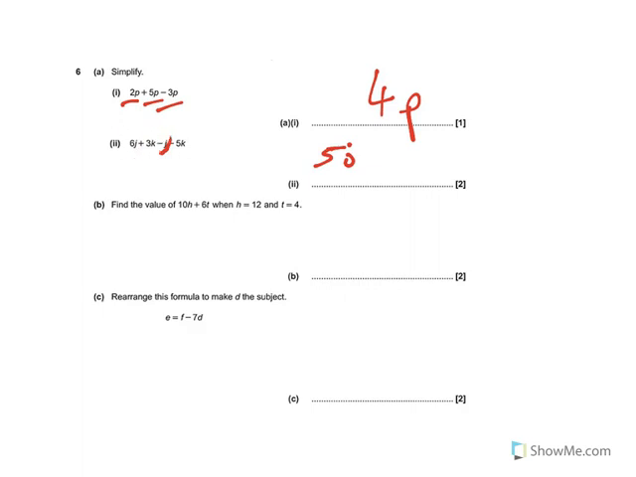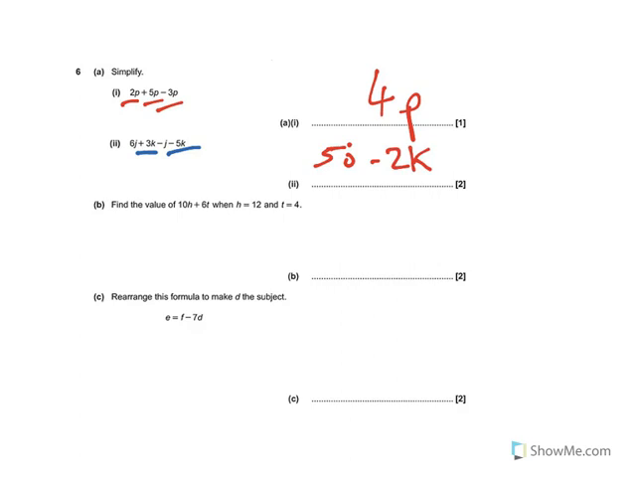Okay, what are we left with? We're left with plus 3k minus 5k. Plus 3 minus 5 gives us minus 2k. So the answer is 5j minus 2k. Again, fairly simple, that one.